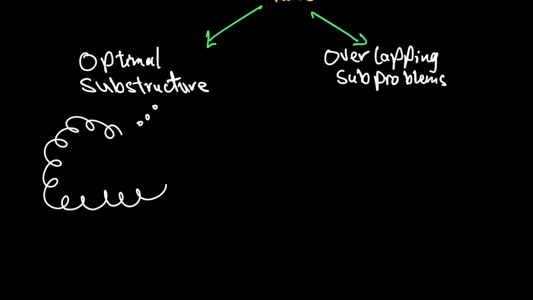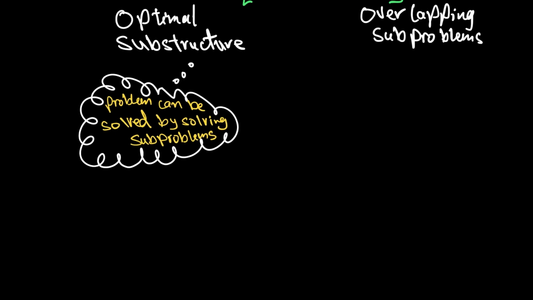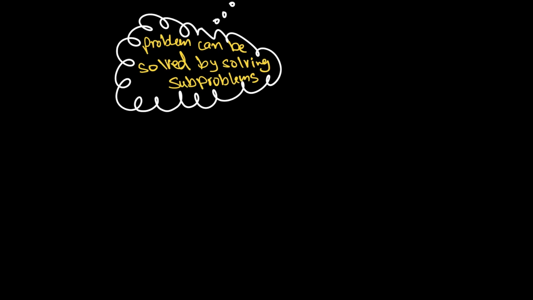Optimal substructure means the optimal solution to the problem is the combination of optimal solutions to subproblems of that problem. This means if the problem can be divided into smaller problems and you managed to find the optimal solution to each of these problems, you will find the solution to the bigger problem.